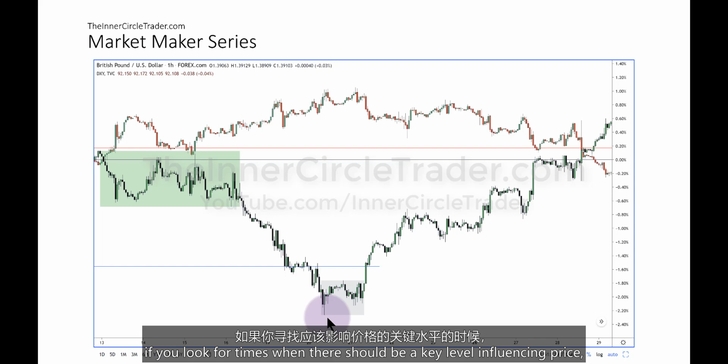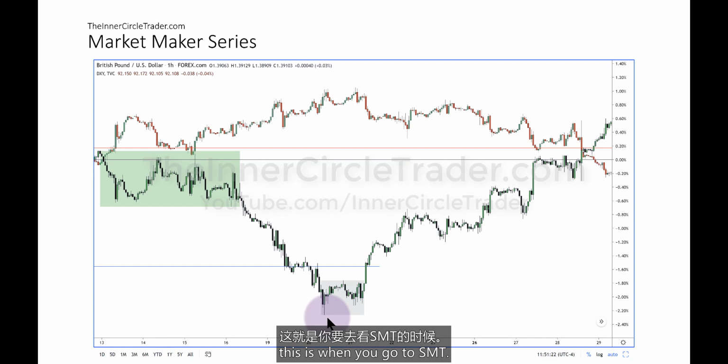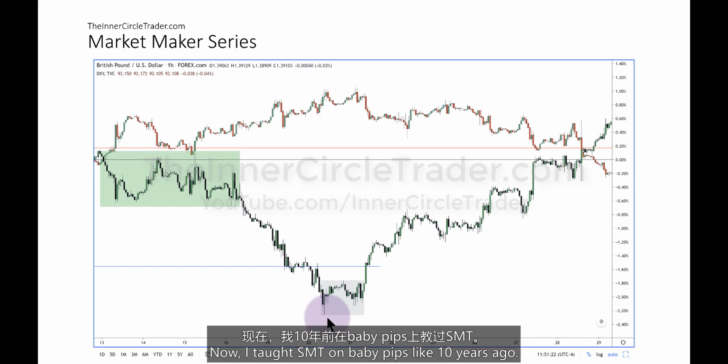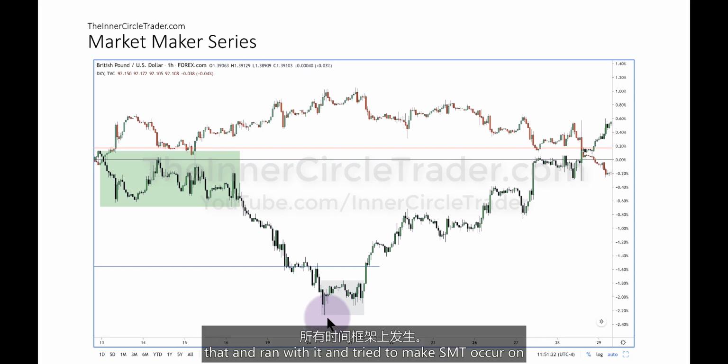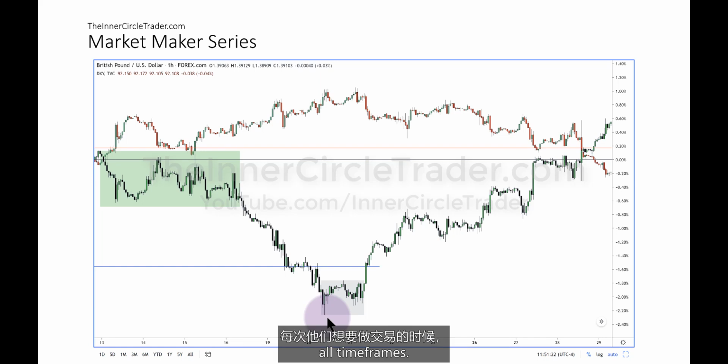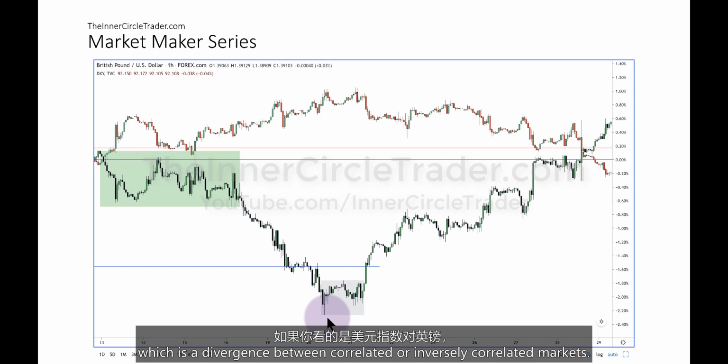But if you look for times when there should be a key level influencing price, this is when you go to SMT. Now, I taught SMT on baby pips like 10 years ago, and everybody took that and ran with it and tried to make SMT occur on all time frames. Every time they wanted to get a trade, they're looking for it. You only consider using SMT, which is a divergence between correlated or inversely correlated markets.